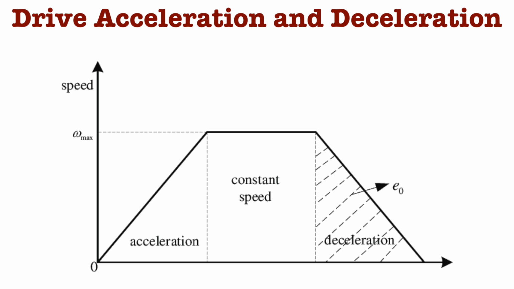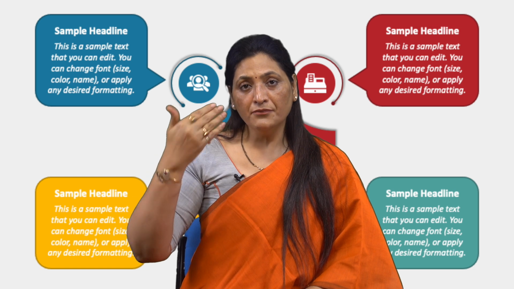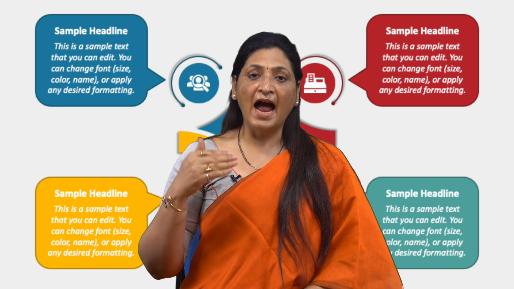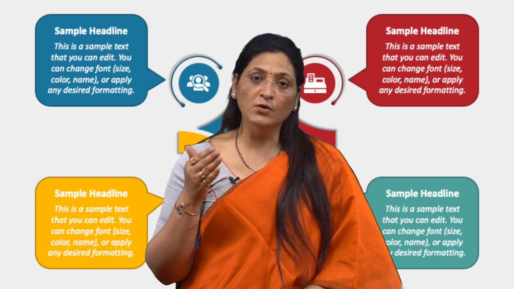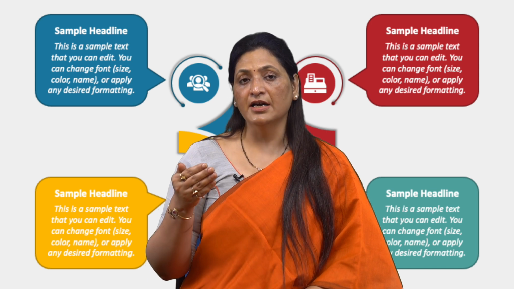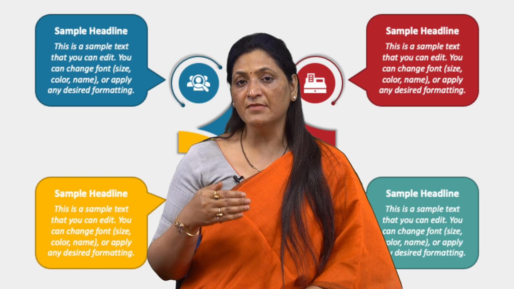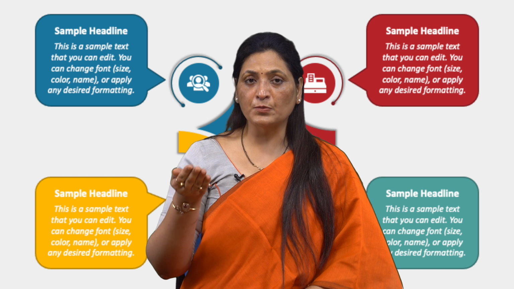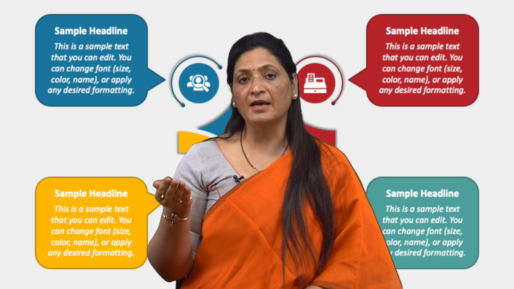In drives with large inertia such as electric trains, motor torque must exceed the load torque by a large amount in order to get adequate acceleration. In drives requiring fast transient response, motor torque should be maintained at the highest value and the motor load system should be designed with the lowest possible inertia. The energy associated with dynamic torque J d by dt of omega m is stored in the form of kinetic energy given by the expression 1 by 2 J omega m square.